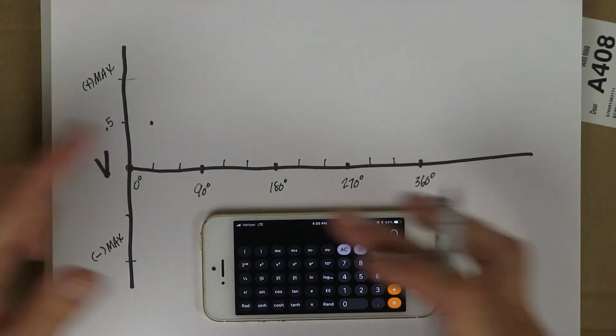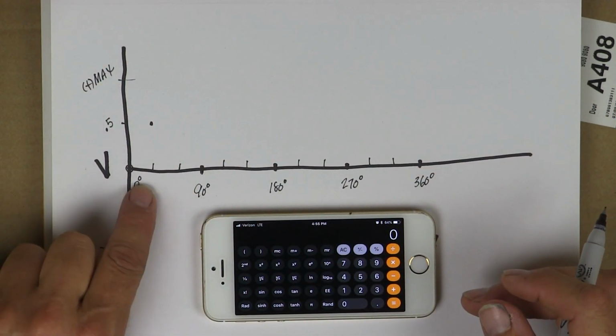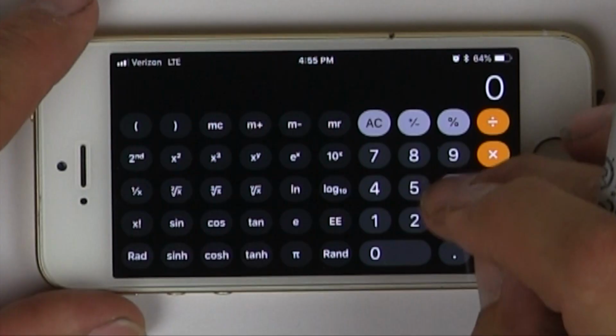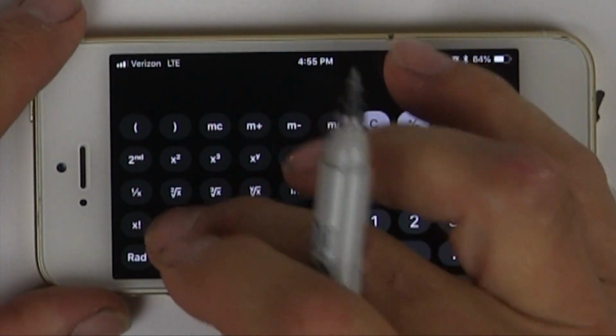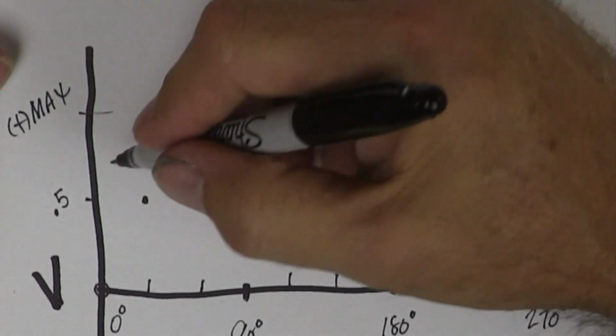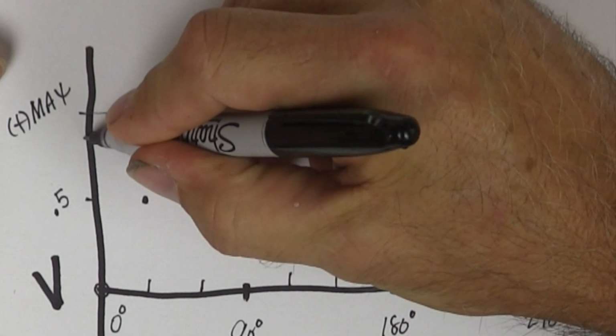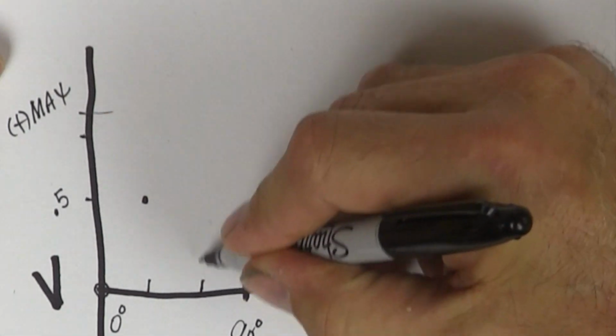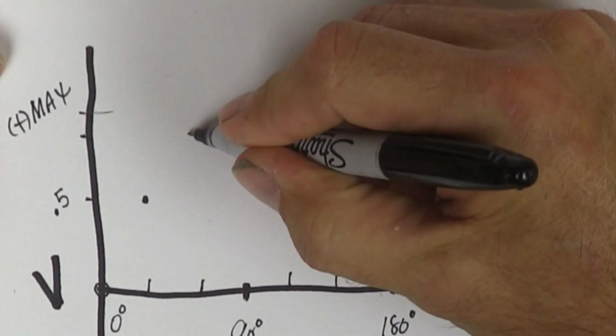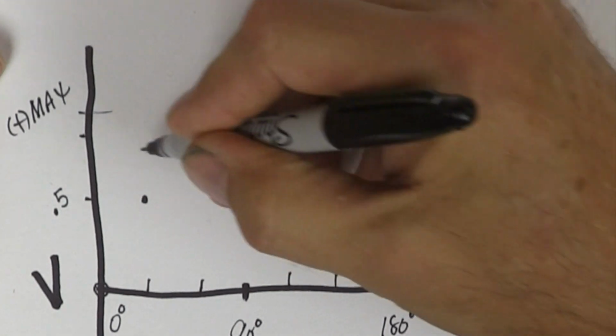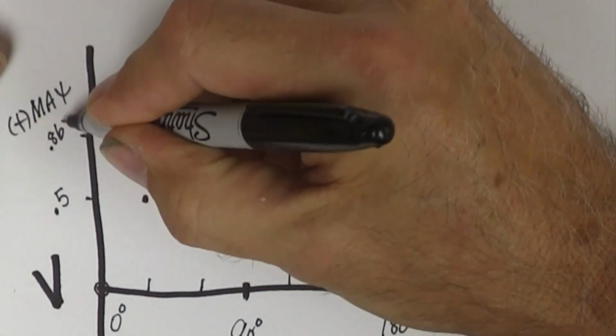Then let's let the generator rotate a little bit more. Let's go from 30 to 60. 60, sine, 0.866. Well, there's 0.75, there's 0.8, let's say there's 0.866 right about there. So there's 0.866.